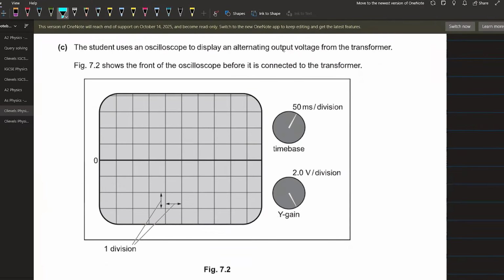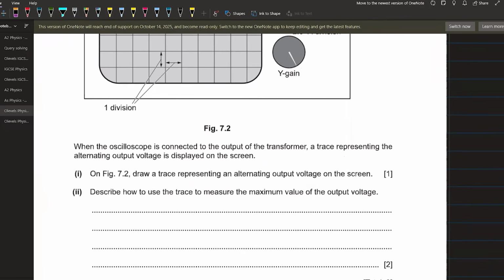The student uses an oscilloscope to display an alternating output voltage from the transformer. You have to display an alternating output voltage from the transformer. Figure 7.2 shows the front of the oscilloscope before it is connected to the transformer. When the oscilloscope is connected to the output of the transformer, a trace representing the alternating output voltage is displayed on the screen. On figure 7.2, draw a trace representing the output voltage on the screen.